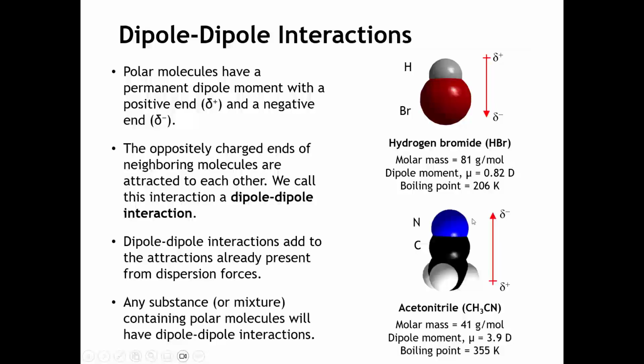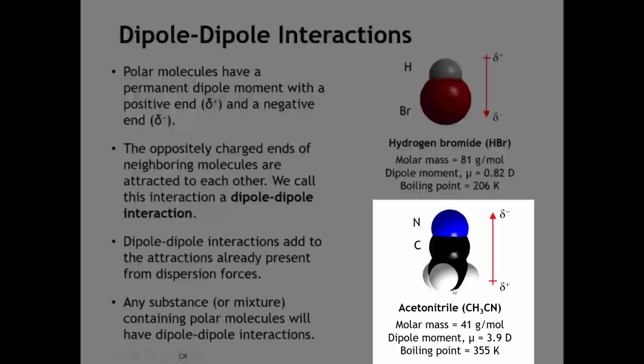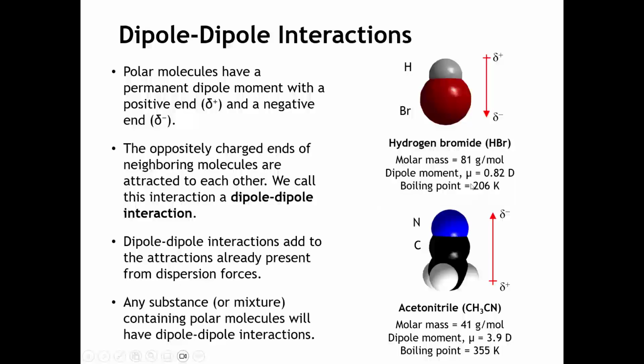Many molecules are polar, like HBr, and have a dipole moment, not just diatomic molecules. Here's another one. This is acetonitrile, CH3CN. And because the nitrogen is much more electronegative than carbon or hydrogen, this molecule is also polar. We can see that it has, in fact, a larger dipole moment. The dipole moment is almost 5 times bigger than it is on HBr.